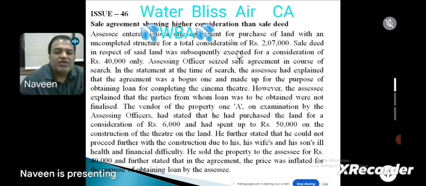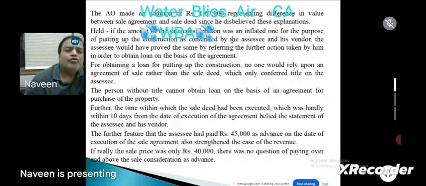The vendor of the property, one Mr. A, on examination by the assessing officer, had stated that he had purchased the land for a consideration of 6,000 and he had spent up to 50,000 on the construction of the theatre on the land. He further stated that he could not proceed further with the construction due to his wife's and his son's ill health and financial difficulty. Therefore, he sold the property to the assessee for rupees 40,000 and further stated that in the agreement the price was inflated for the purpose of obtaining a loan from the assessee. The AO made an addition of 1,67,000 representing the difference in value between the sale agreement and the sale deed.